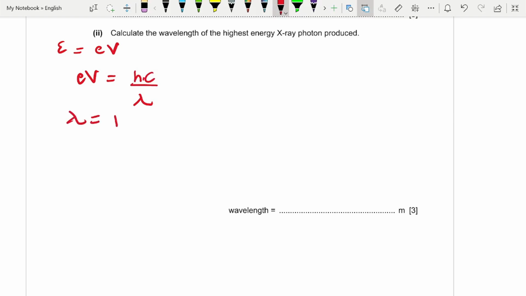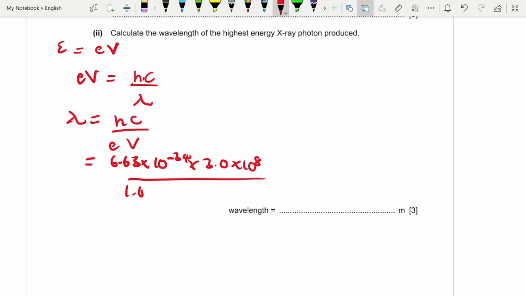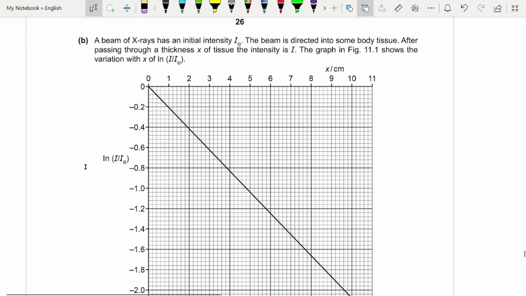So what you want to find is the value of lambda. The value of lambda is just going to be hc divided by eV. The value of h is 6.63 times 10 to the power of negative 34. The value of c is 3.0 times 10 to the power of 8, divided by the value of e, 1.6 times 10 to the power of negative 19. The value of V, remember, is 15 kilovolts, 15,000. That's going to give you a lambda of magnitude 8.3 times 10 to the power of negative 11. Remember, all of the energy is now going to the photon itself as a whole. So you're going to have 8.3 times 10 to the power of negative 11.